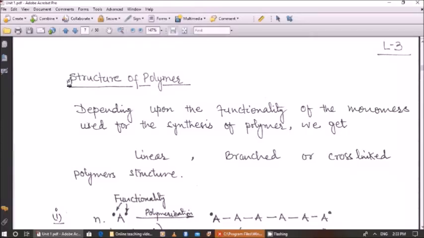Welcome to the third lecture of Polymer Science and Technology. Now today we'll see the structure of the polymer.